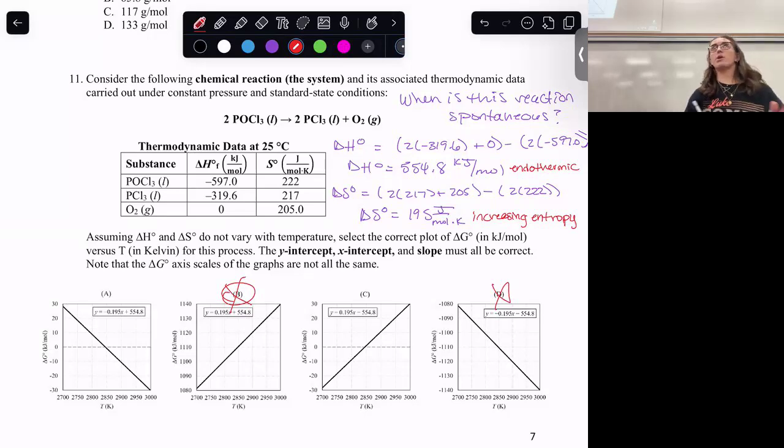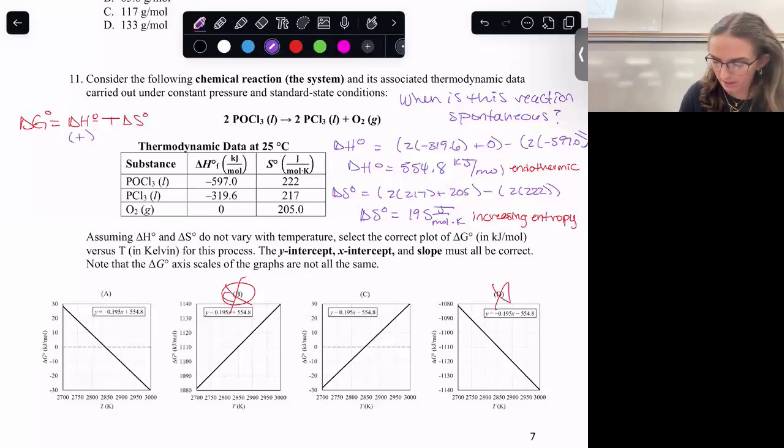Okay. What's the equation we're going to use for this? What's the big delta G equation? Delta H minus T delta S. Beautiful. Right, so this is also given to you on your formula sheet. So if we have a positive delta H and a positive delta S, when is this going to be spontaneous? At high temperatures, right? So this is going to be spontaneous at high temps.